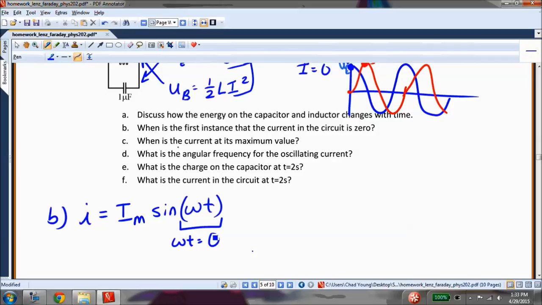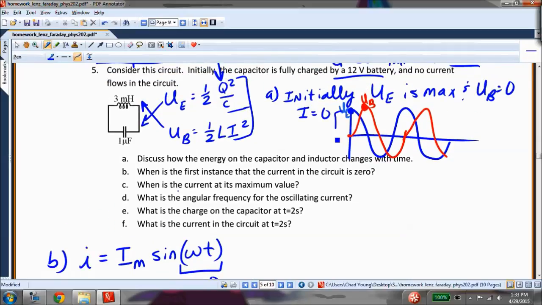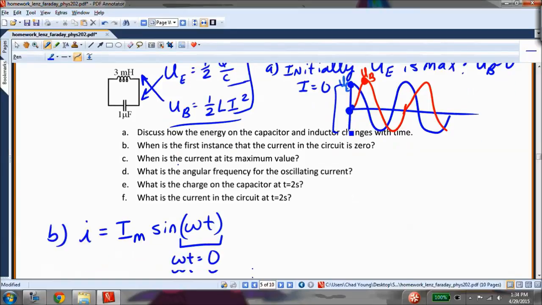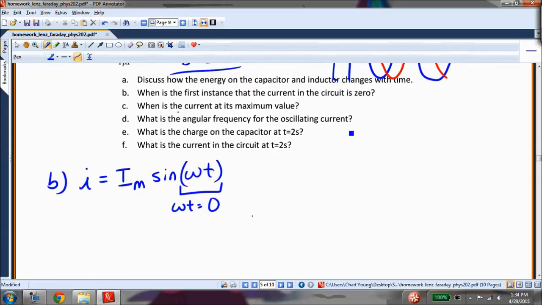And we can see that here in this energy plot that I've drawn up here. Initially my current is 0 because the current is going to follow UB. UB, the energy stored by the magnetic field, will be at its maximum when the current's at its maximum, and it'll be 0 when the current is 0. So UB will follow the current. Whenever omega t is equal to 0, that's when the current is equal to 0. And we can find that time. Actually, that time is easy, right? Because the first instance occurs when t equals 0.